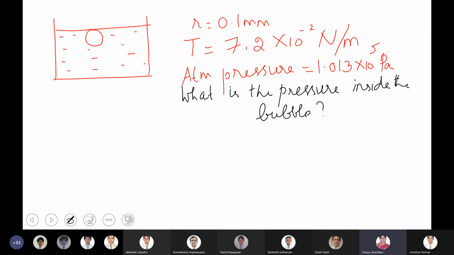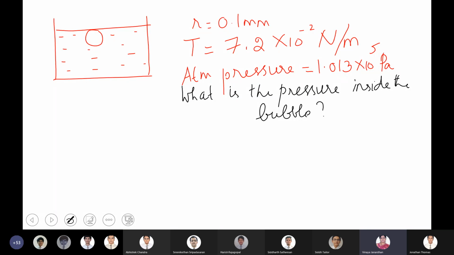Can you see the bubble? Where is the air bubble? It is on the surface. So what will be the pressure outside the bubble? It will be the atmospheric pressure. Yes, ma'am. The pressure acting outside the bubble is the atmospheric pressure.